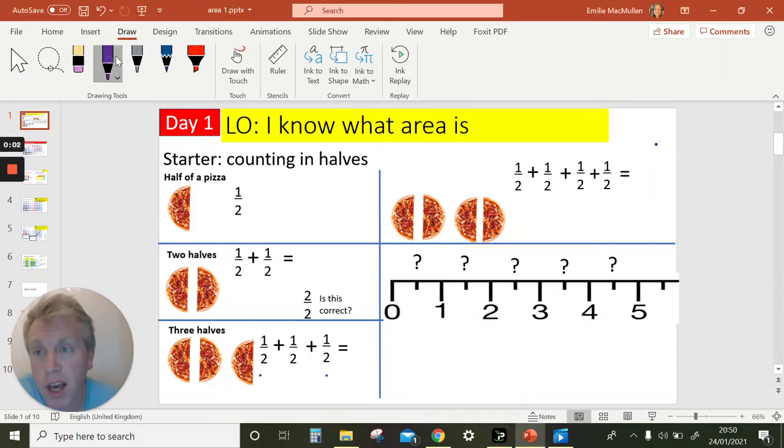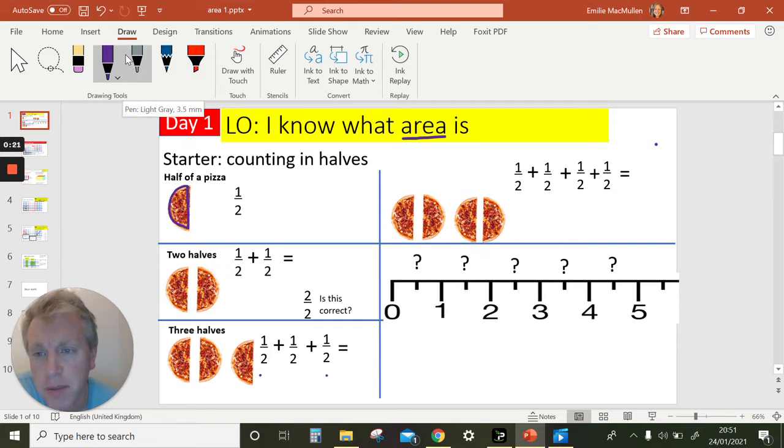Well, hello everybody. We are starting our next topic, and this topic is area. Area. And actually, as part of this lesson, we're going to need to do some counting in halves and adding halves together. So here I have got some questions about halves for our starter.